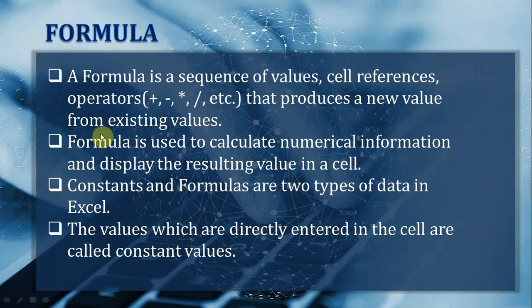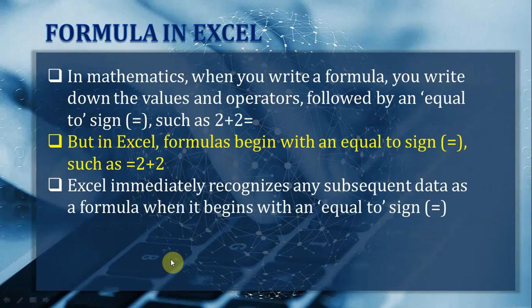The values which are directly entered in the cell are called constant values, and the formulas we will be entering in the cell in order to perform the calculation. So these are the two types of data, constants and formula. The value which is directly entered is called a constant, and the formula we will be typing on our own.